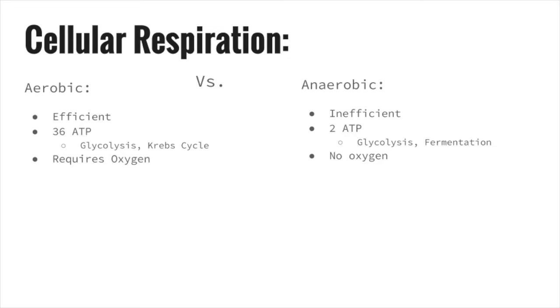If you remember, aerobic respiration produces 36 ATP utilizing glycolysis and the Krebs cycle, whereas anaerobic respiration only produces a net gain of 2 ATP for our bodies and only uses glycolysis and then needs fermentation in order to get rid of the waste products produced by anaerobic respiration.